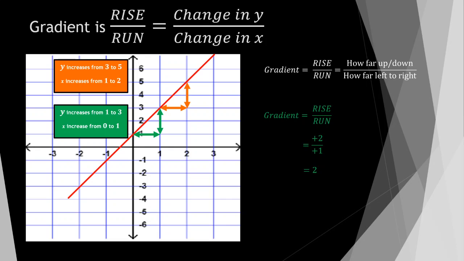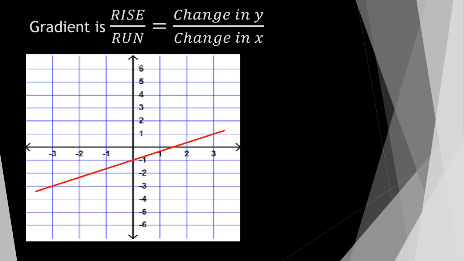But if we look at the other pair of points that we looked at, which are in orange, we should still get the same gradient because we're still looking at the same line. The rise is going from 3 to 5, which means we've jumped up 2 values. And x has increased from 1 to 2, which means we've increased the run by 1 value, which also means that our rise over run is 2 divided by 1. So we've got the same gradient. The gradient of this line is 2.